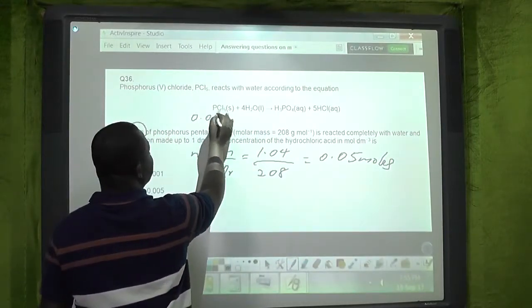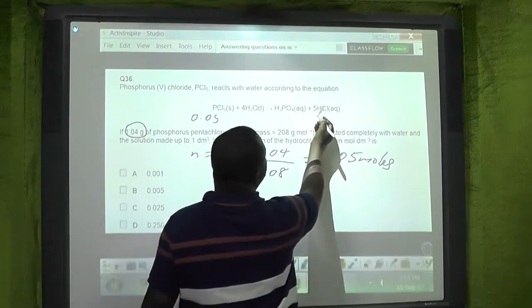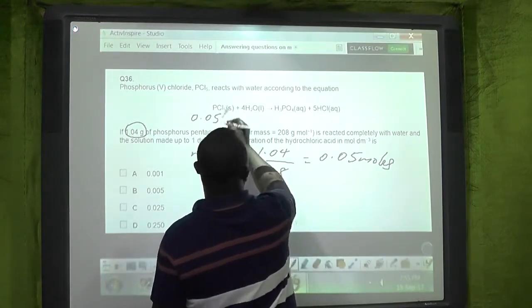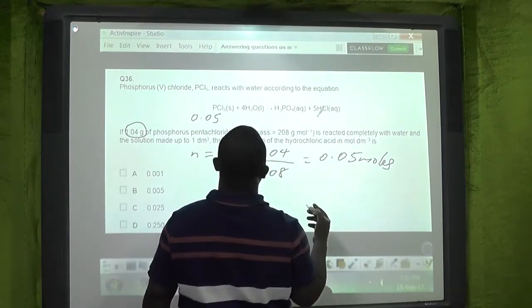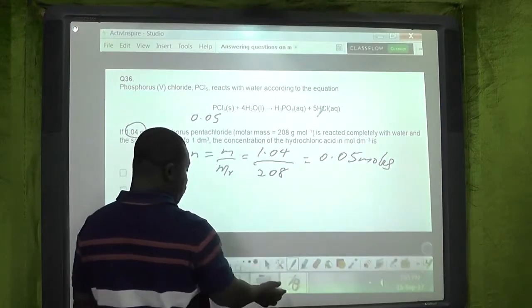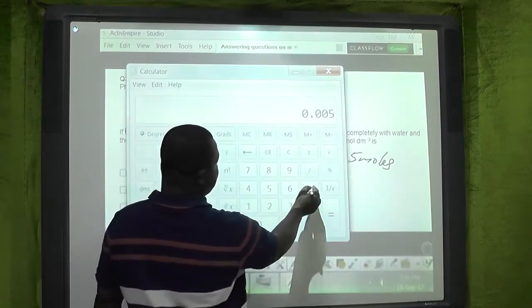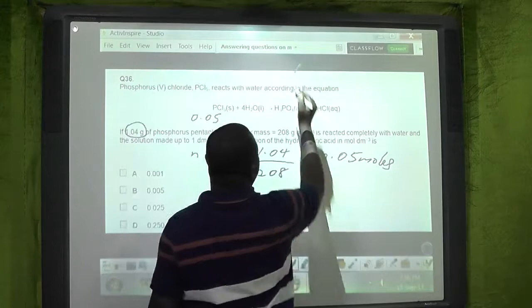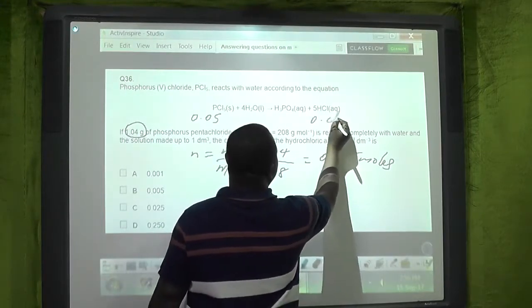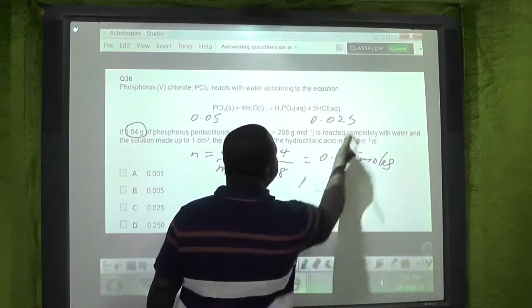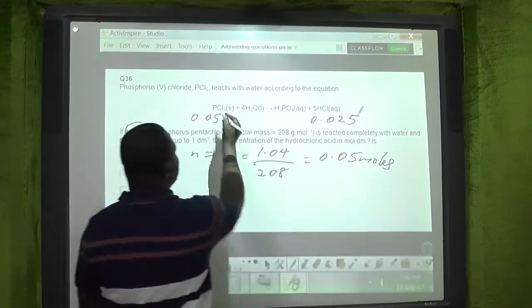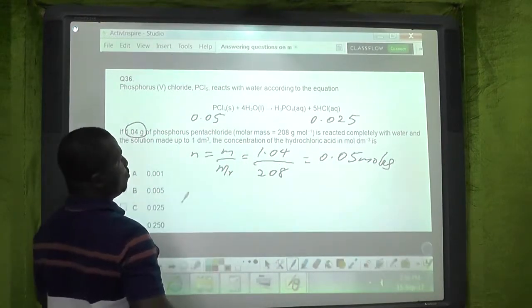So 0.05 gives me how many of HCl? 0.05 multiplied by 5. 0.05 times 5 equals 0.25. 0.025 moles of this will be produced.